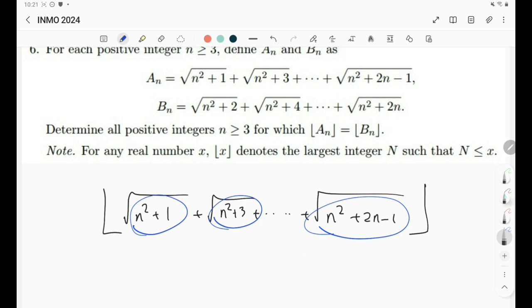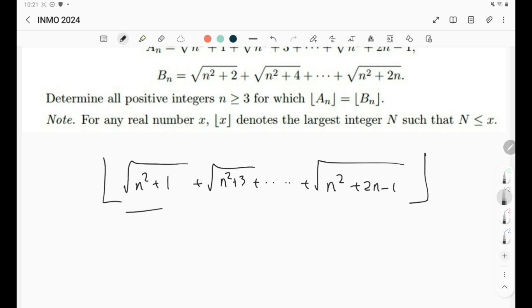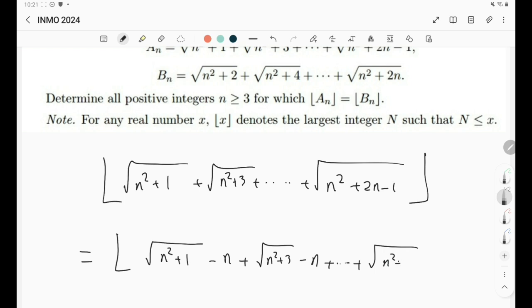So with that in mind, each single one of these is going to give us n point some stuff. One nice idea is to get the n out of each one of these. Each one is going to spit an n outside, and it's going to stay with some fractional part. So you can say this is equal to n plus root n squared plus 1 minus n, plus n plus root n squared plus 3 minus n, and so on, till root n squared plus 2n minus 1 minus n.